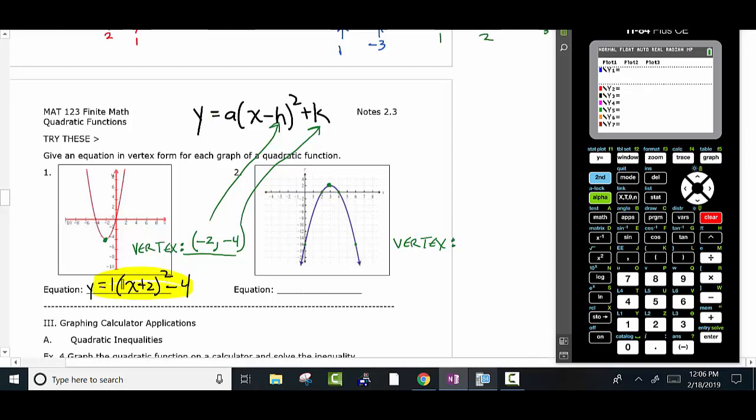Another way to look at this is like we've learned with transformations. You can tell this is moved to the left 2. That's what that does. And it's moved down 4. That's what that's done. So that's minus negative 2. That's why I get the plus. Yes?